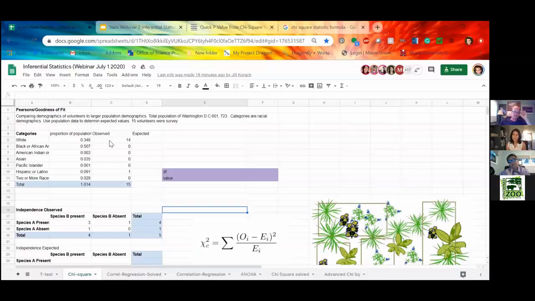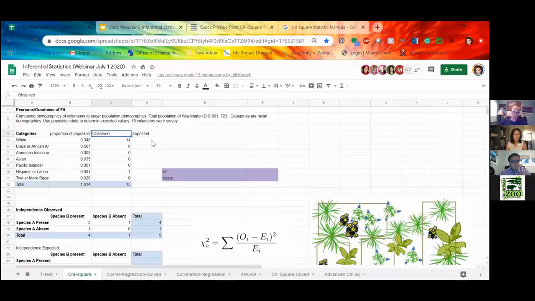Because to get my expected value, I really needed to look at the census to determine how many people I would expect of my 15 volunteers to come out and represent the Washington, DC population. So that's the table I have set up here. What I know going in is that here are my survey responses under this observed category. You can see I had 15 people take the survey, 14 of them identified themselves as white, 1 person identified themselves as Hispanic or Latino. So that's what I observed in my sample. And I need to figure out, is that significantly different than the population of Washington, DC?